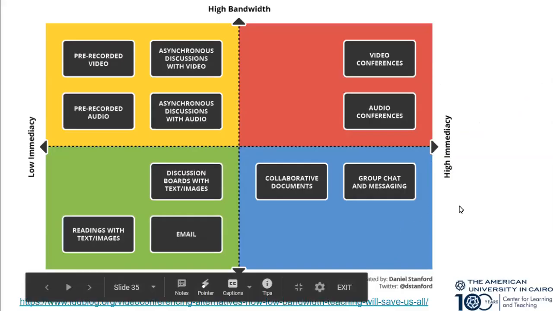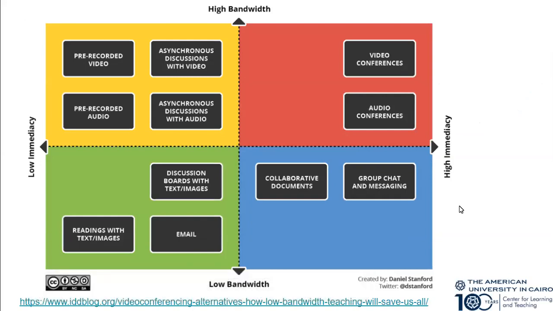And it's really important when we plan something online that we think about why we would want it to be synchronous or asynchronous. So there are two things to keep in mind. Things that take up high bandwidth and need high immediacy, you would use a video conference. Do you really need to be together at the same time to do this? Do you really need the quality of the video to be able to do it?